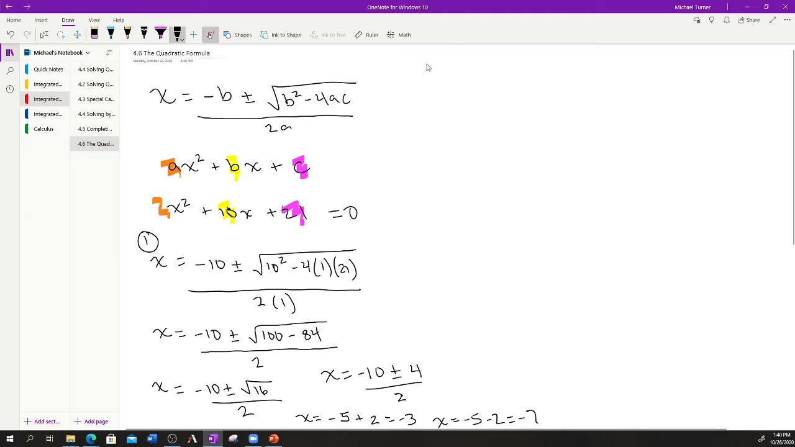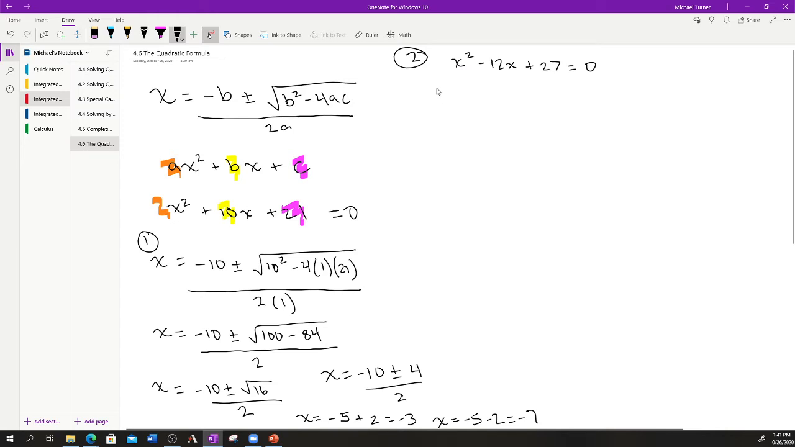It looks like a lot, but once you do it a few times, it kind of starts to sink in. So let's keep chugging along here. x squared minus, let's say, 12x plus 27 equals 0.